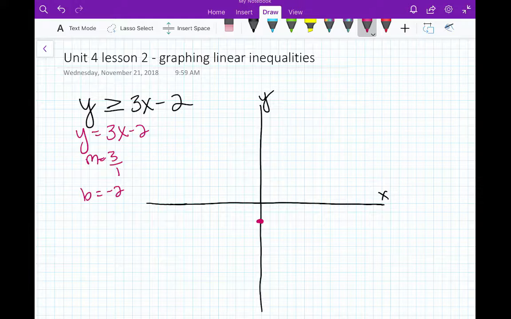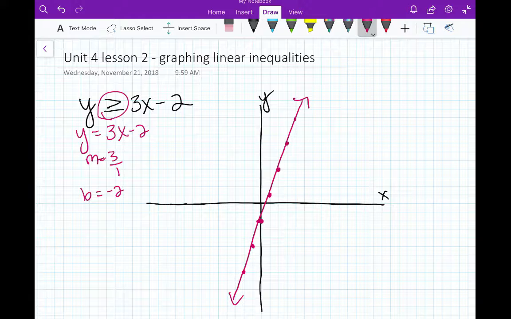So I'm going to start at negative 2, and I'm going to go up 3 over 1, and keep doing that. I can also go down 3 and to the left 1. That will still create a positive slope. Then I'm going to connect my dots. So there is the line y equals 3x minus 2. Now we need to refer back to the original inequality, which said that y is greater than or equal to 3x minus 2.